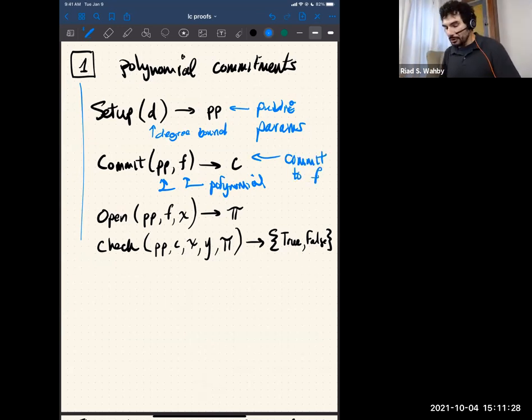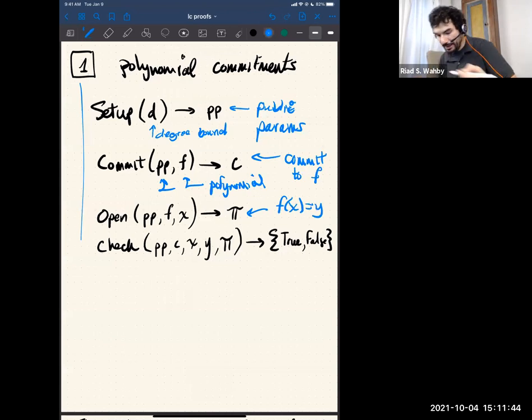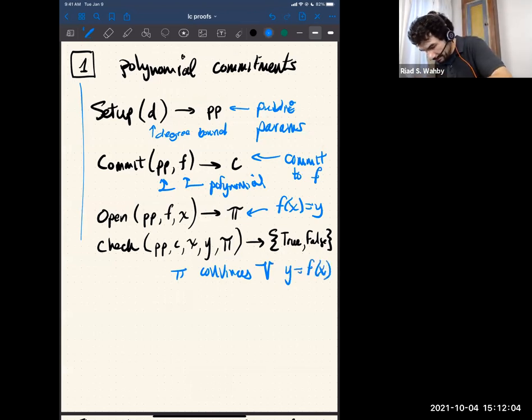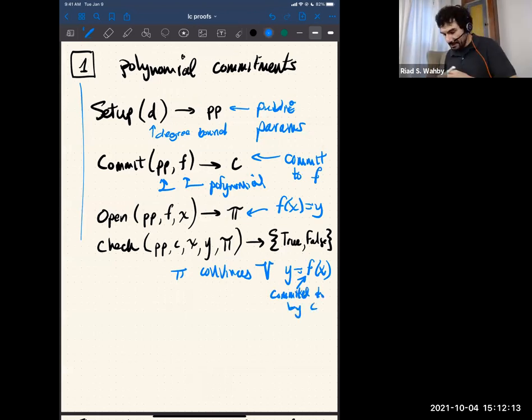Then, using the commitment and the polynomial and some point x, open produces a proof pi that f of x is some value y. And finally, check lets us verify that the proof pi indeed attests to the claim that f of x equals y. So pi convinces the verifier that y equals f of x, and that f is committed to by c. Okay, so this is the syntax.